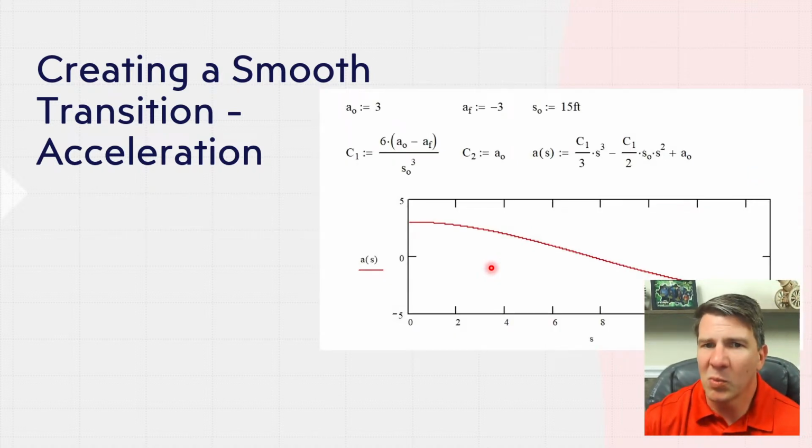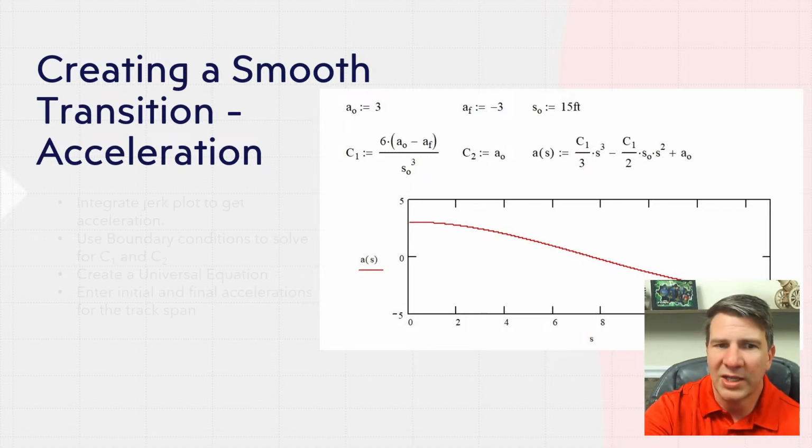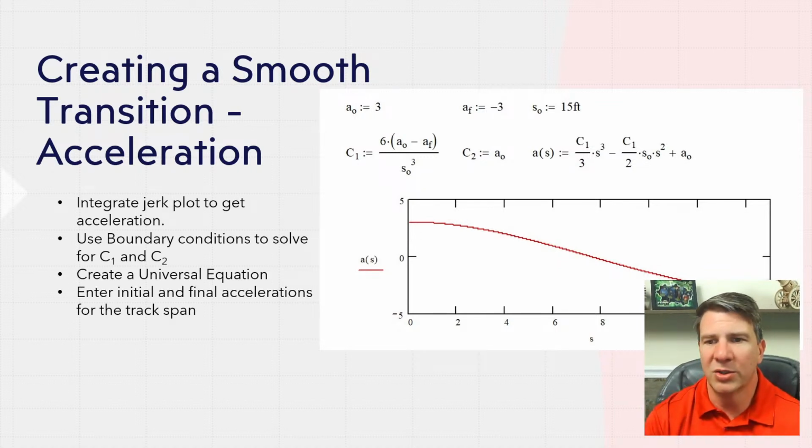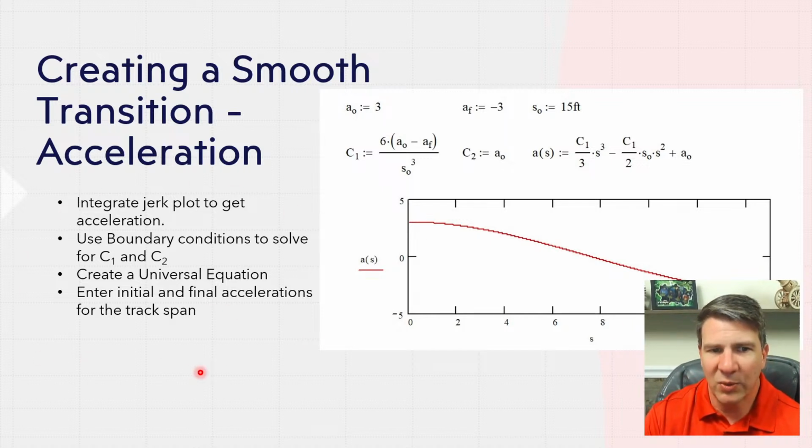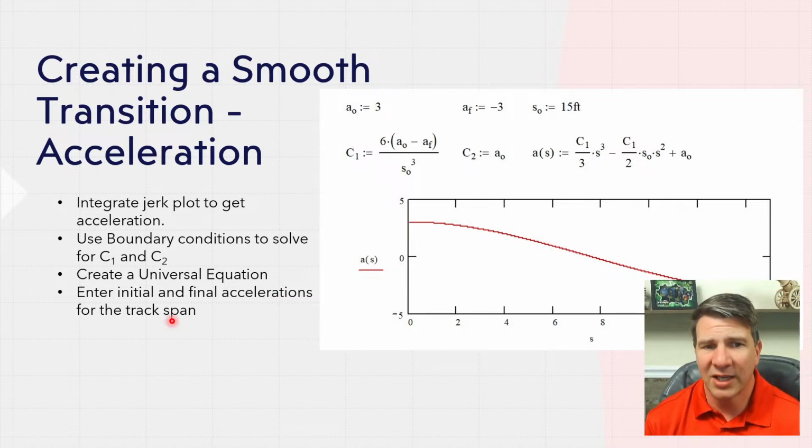All right, so what happens here is we're going to give an example that over a 15-foot length of track, we're going to start at an acceleration of 3 Gs, plotted right there, and we're going to finish at negative 3 Gs, and we're going to make a constant transition between the two. Now this is something that I'm calling our universal equation, and we can now enter in initial and final accelerations for a track span and get our track to be nice.